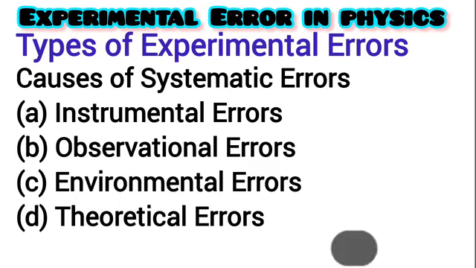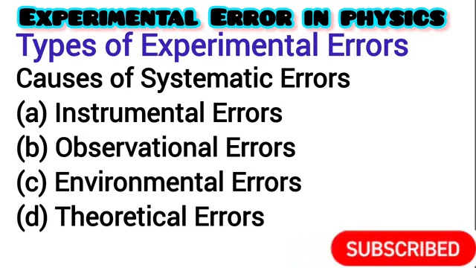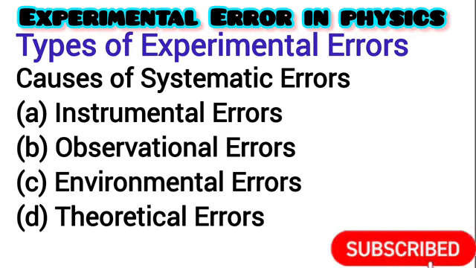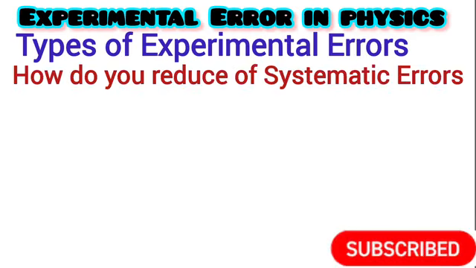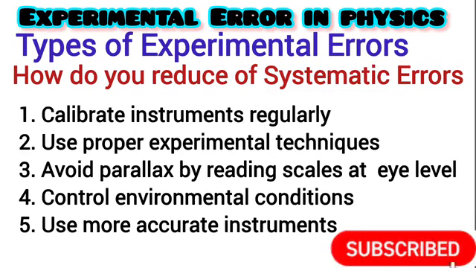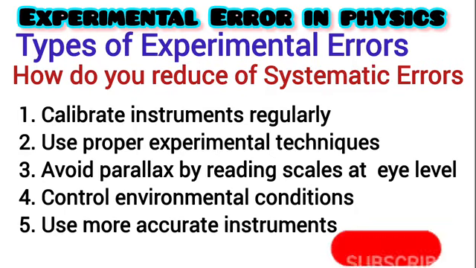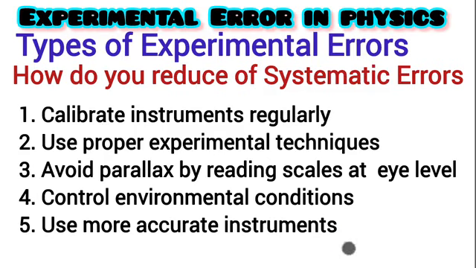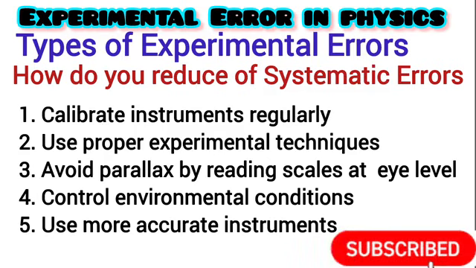Let's highlight the causes of systematic error again. Systematic error can be as a result of instrumental error, environmental error, observational error, and or even theoretical errors. How do we reduce systematic error? Number one, calibrate your instrument regularly. Use proper experimental techniques. Avoid parallax error by reading scales at eye level. Use more accurate instruments and control environmental conditions.